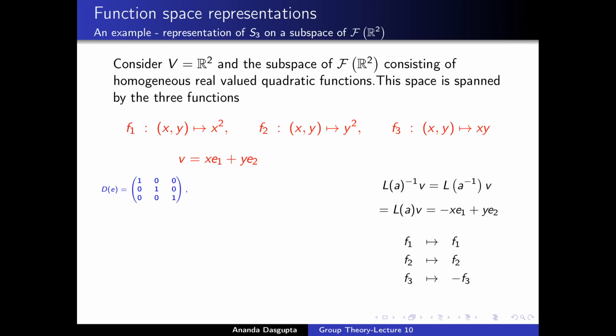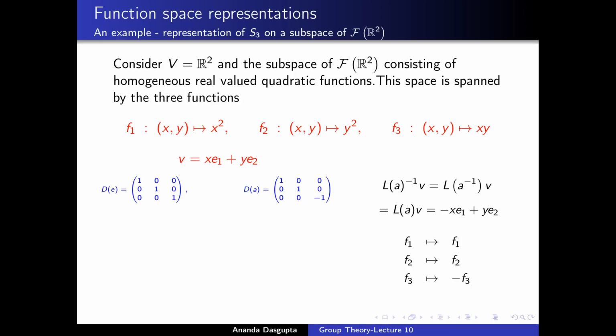So does f2, but if you look at f3, if we were to feed minus x and y as arguments to f3, what it will return is minus xy, which is the negative of what f3 returns. So minus f3 is what happens to f3 when you apply this transformation. So the matrix representative of A under this transformation is simply a 3x3 matrix which has a very simple form: 1 0 0, 0 1 0, 0 0 minus 1.